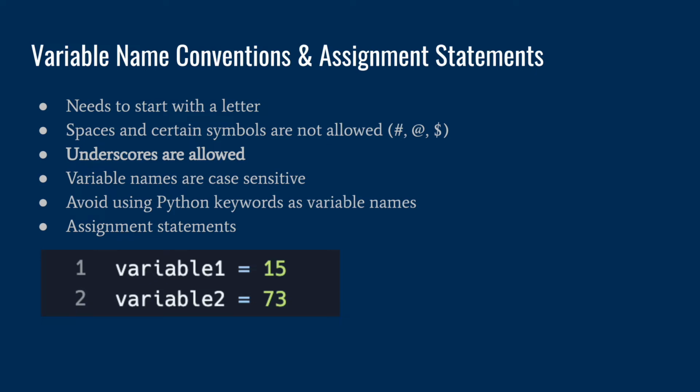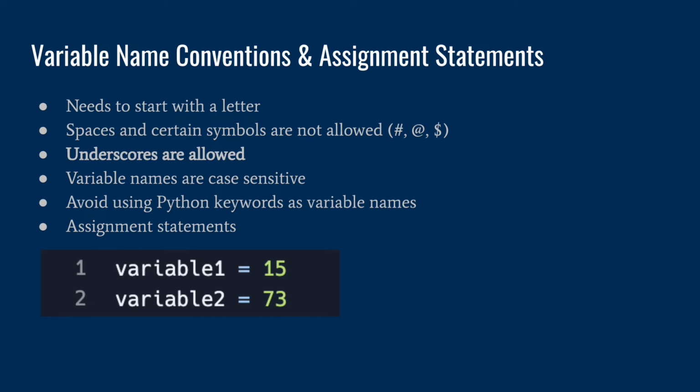So variable name conventions and assignment statements. Variable names are restricted in how you can name them, and it determines how Python interacts with them. So variables need to start with a letter. They cannot start with numbers or any special characters. And in variable names, spaces and certain symbols are not allowed, such as the hashtag, @ and $ sign. However, underscores are allowed, so you can use an underscore as a space for your variable.